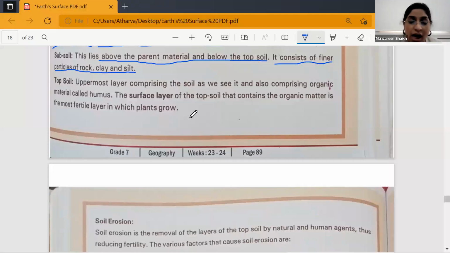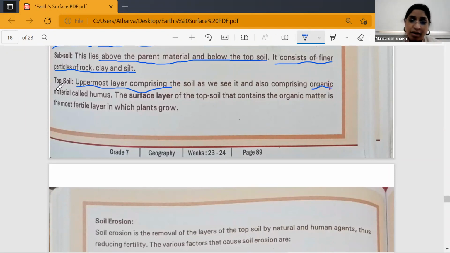The topsoil. The uppermost layer comprising the soil as we see it and also comprising organic material is called humus. We've done humus before also. So what is a humus? It is the uppermost layer of the soil. Okay. And what is there in humus? It contains organic material, which is called humus. Please underline uppermost layer comprising organic material called humus.